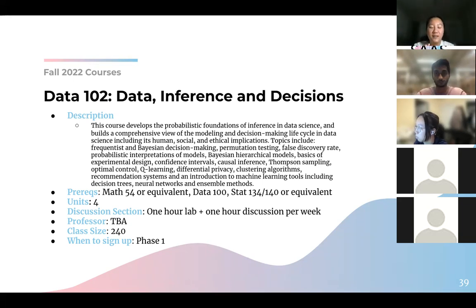For prereqs, these are enforced: Math 54 or equivalent, Data 100, and then Stat 134/140 or the equivalents that we talked about before. It's 4 units. There's a 1-hour lab and 1-hour discussion per week. The professor is to be announced. The class size is 240, which, like what I was saying with 101, you should probably phase 1 it because it fills up extremely fast. I remember one semester, I tried to take it for 3 semesters before I actually got it, even though it has reserved seats for data science majors. So it does fill up quite fast.